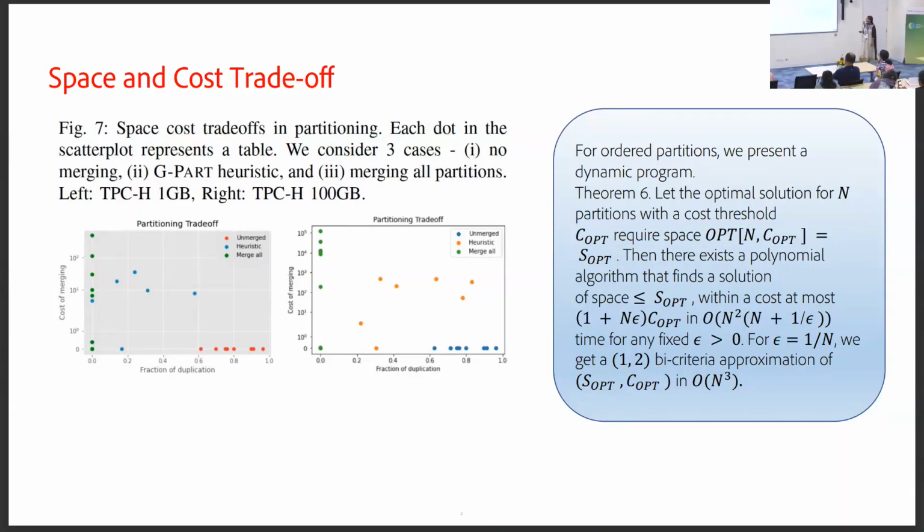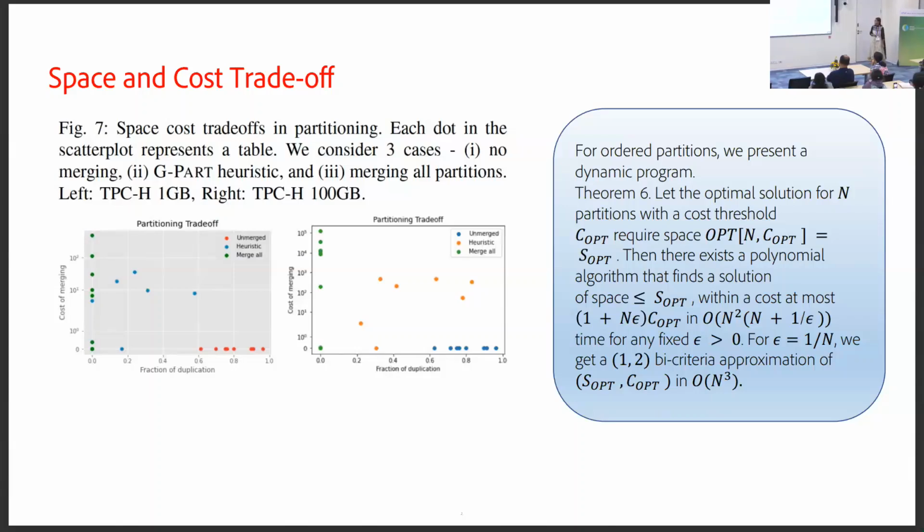And for, again, a simple case where we have certain ordering between the partitions, which can be the case if there is some sort of temporal nature to these partitions, we were able to come up with a dynamic program which is a bi-criteria approximation to this. If S opt is your storage cost and C opt is your total read cost, then our solution would be a 1-2 approximation, as in we would be within the optimal storage cost, but within at most twice the read cost of this.